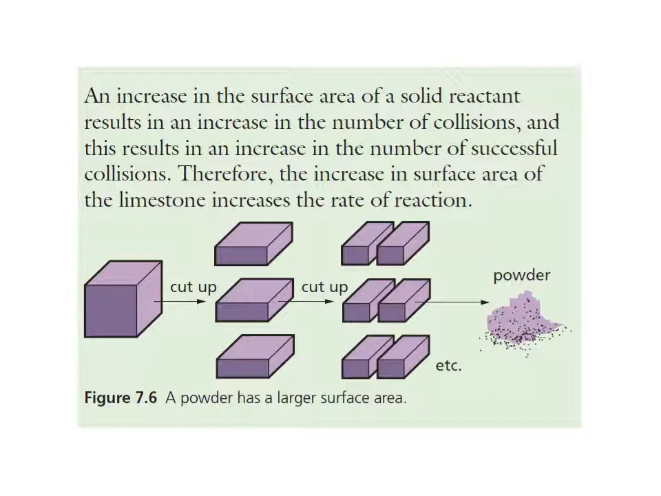Here one example is taken: a bigger piece, when you cut it, has a surface area in contact with the surrounding. When you break it down into simpler pieces, it becomes a powdered form. That means each and every particle is in contact with the surrounding, so there will be more chances of getting a successful collision.